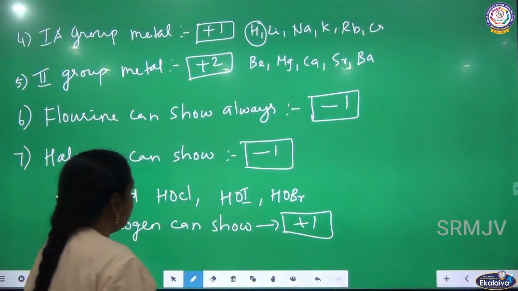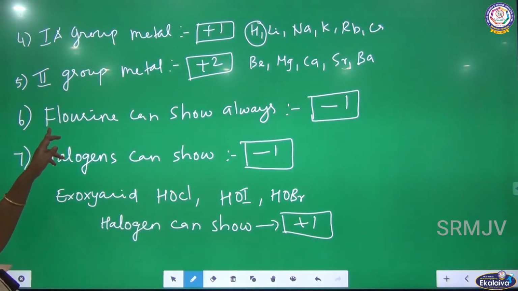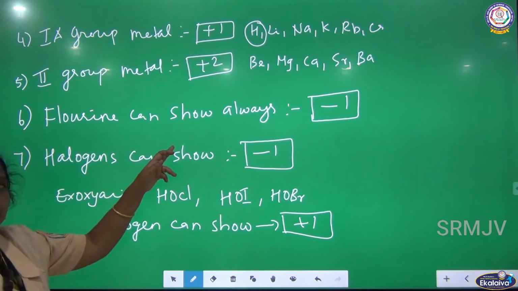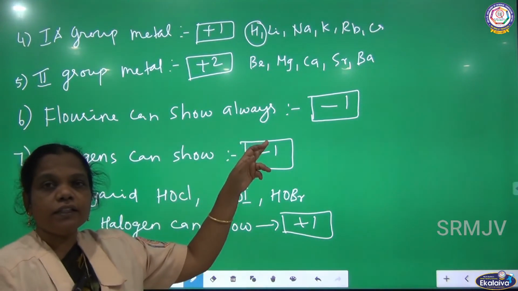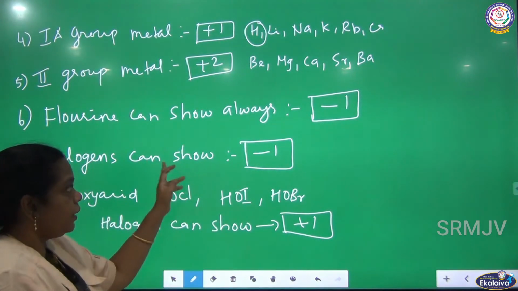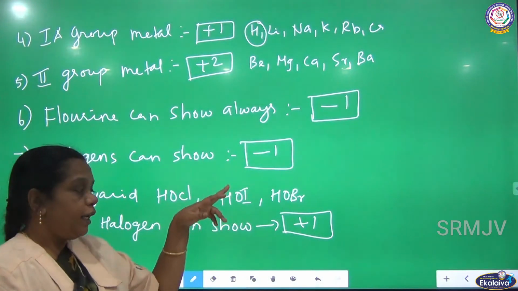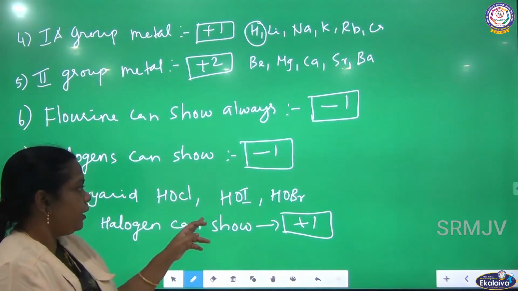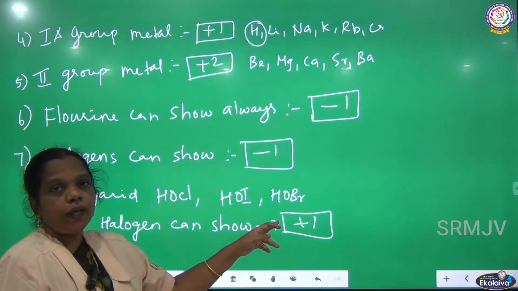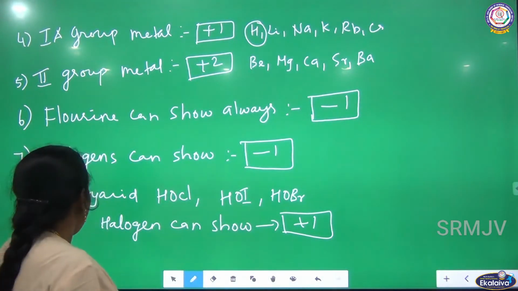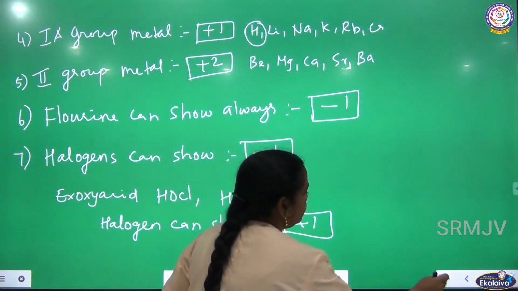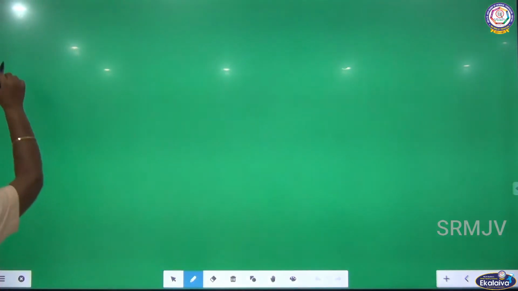So now we learned about the halogens. Fluorine is the only element that can show only -1 oxidation, and the halogens can show -1, but except in oxyacids they can show +1 oxidation. And next one, oxygen.